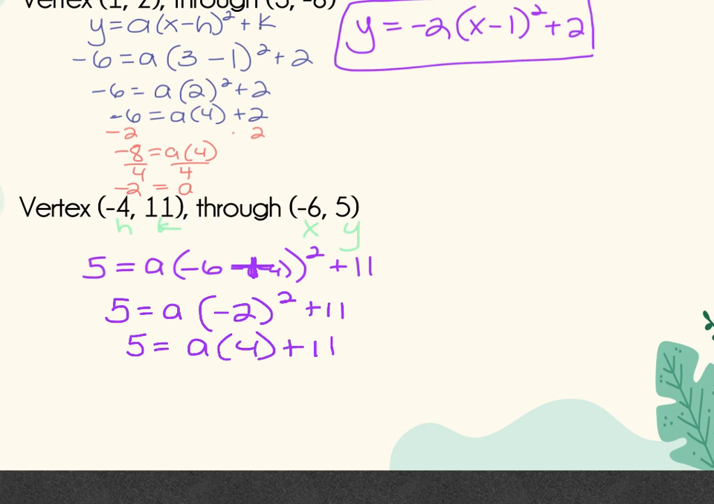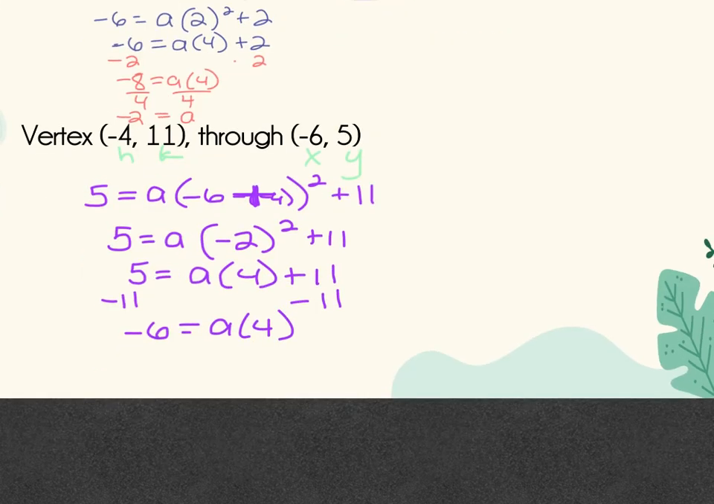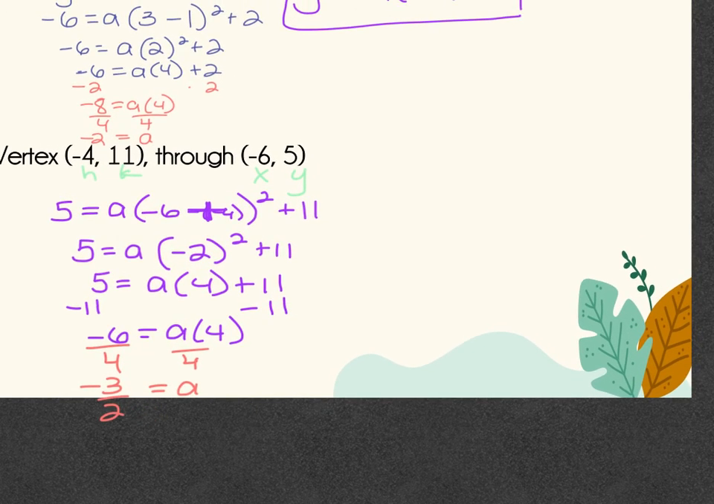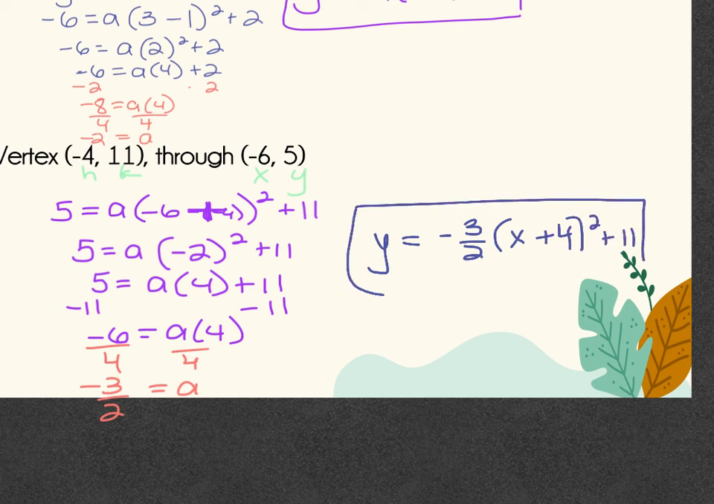Again, do not add the 4 and 11. Subtract the 11. Divide by 4. And a equals -3/2. Plug it back in. y = -3/2 times (x minus a negative 4 becomes plus 4)² plus the k, which is 11.